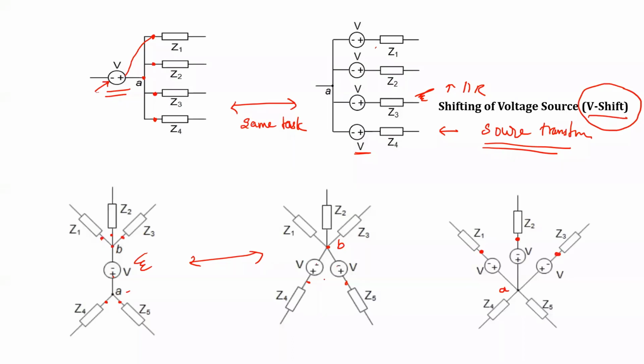Instead of 1 voltage, 2 voltages are used so that we can apply the source transformation. Instead of 1 voltage source, 3 voltage sources are used so that we can apply the source transformation. So whichever is comfortable, whichever is easy to reduce the networks, such V shift should be applied. All right. Moreover, we will solve examples on this concept.